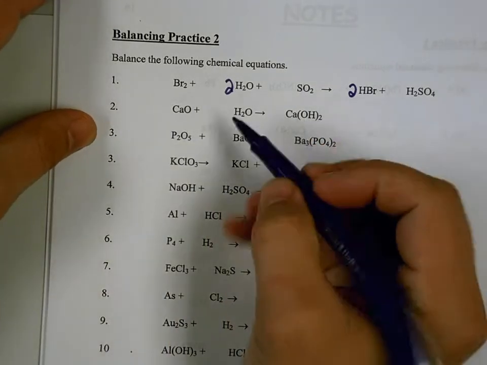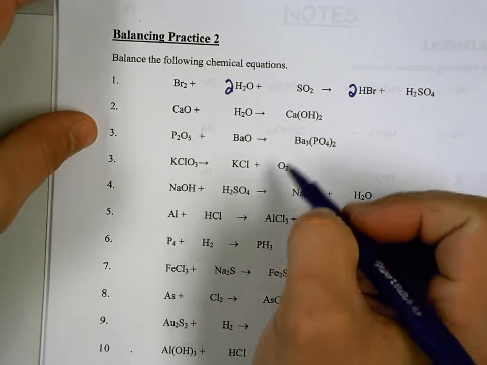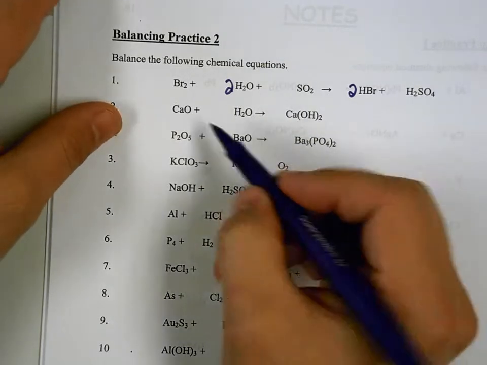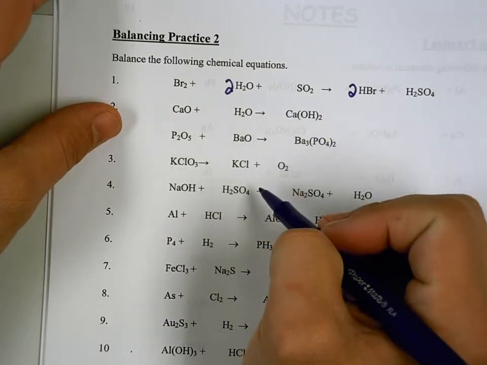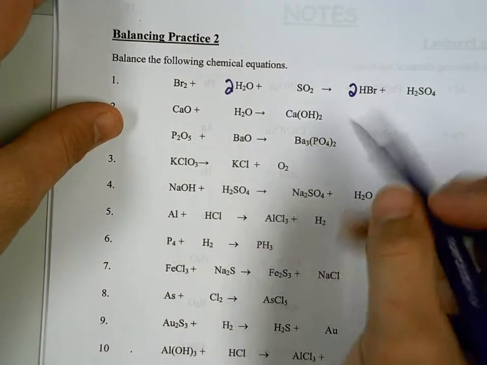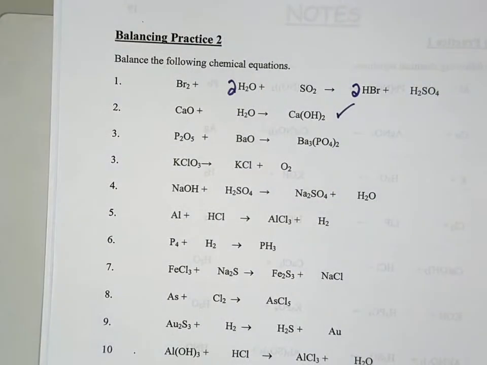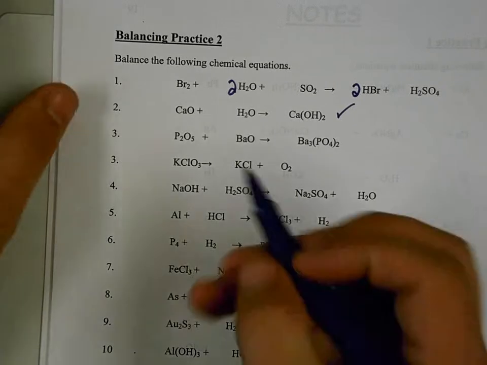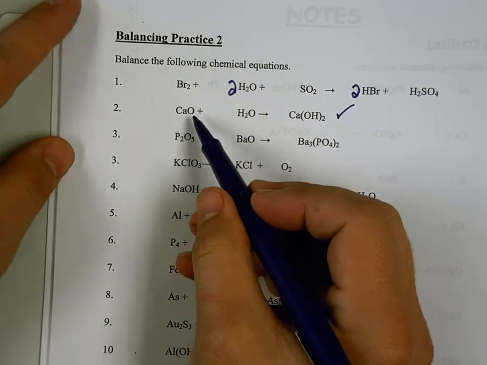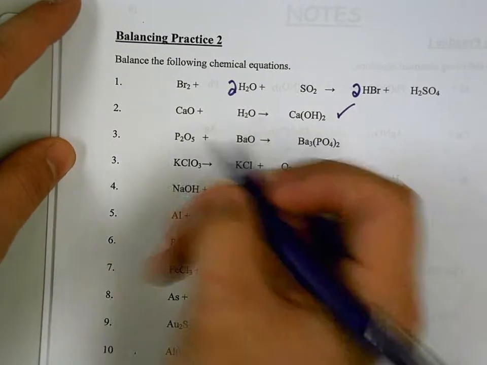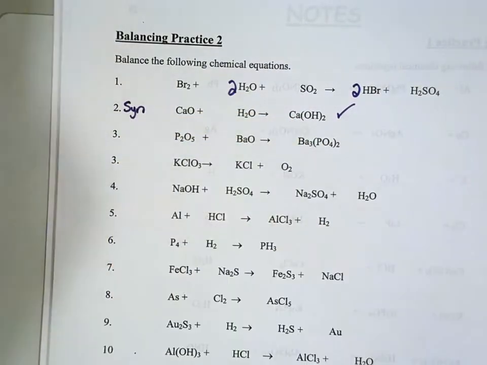Moving on to number 2. I have 1 calcium on the left, 1 calcium on the right. So I think that's balanced for now. I have 2 oxygens on the left, 2 oxygens on the right, and 2 hydrogens on the left, 2 hydrogens on the right. I think this one just gets a check mark. It's already balanced with ratios of 1, 1, and 1. And also, since these are forming one product, I would say this is a synthesis reaction.